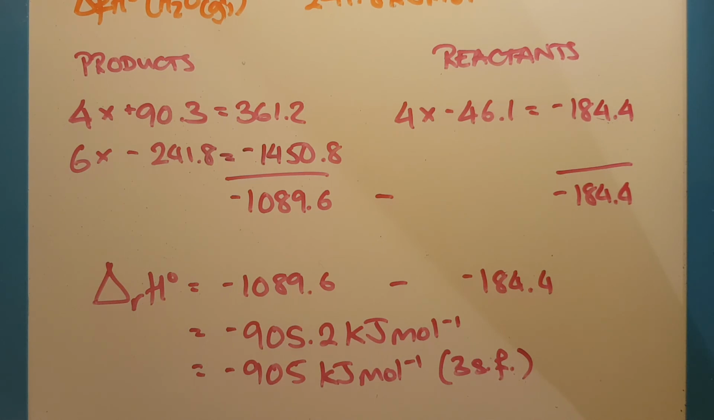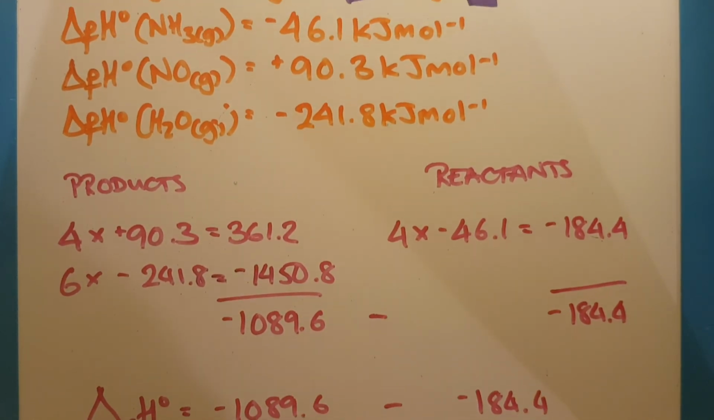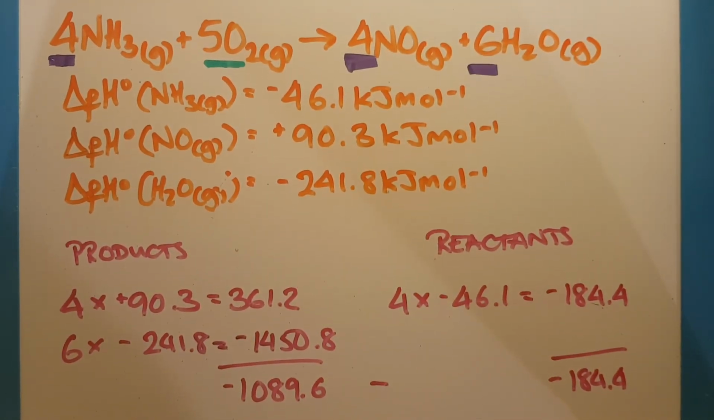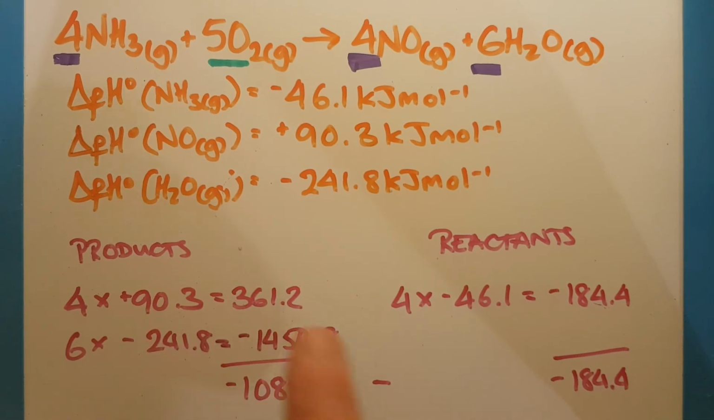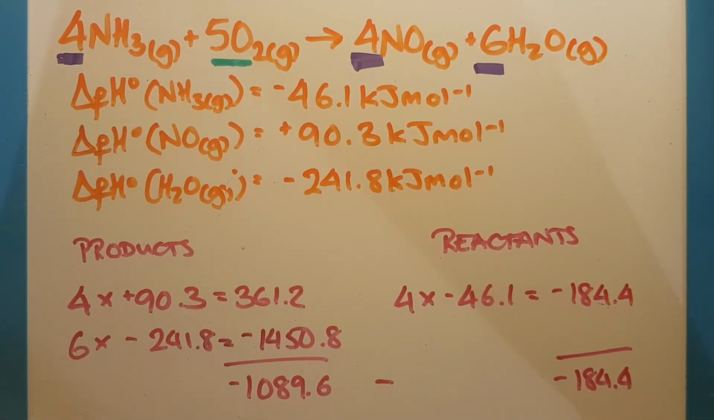So this is how we use enthalpy of formation to find the enthalpy of a reaction. We find the sum of the enthalpy of formations for the things that are made, the products, and the sum of the enthalpy of formation for the reactants, the things that we started with, and I go this number minus this number to give me my answer. Then I round that off to the appropriate number of significant figures, and in this case that would be 3.